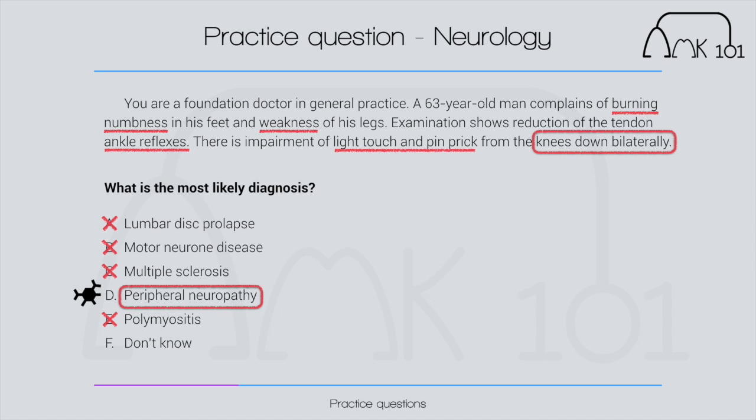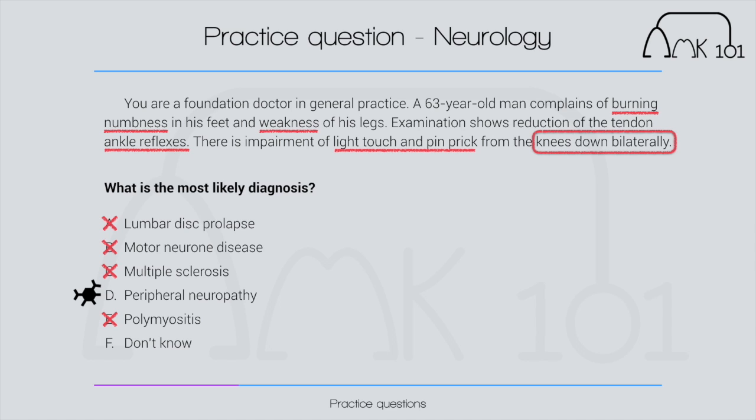So let's recap in this question. This man has got numbness and loss of pinprick, weakness and loss of reflexes. So there is involvement here of the motor system and the sensory system. Motor neuron disease you can therefore rule out as it doesn't involve the sensory system. Polymyositis you can rule out because the muscles don't involve sensation.